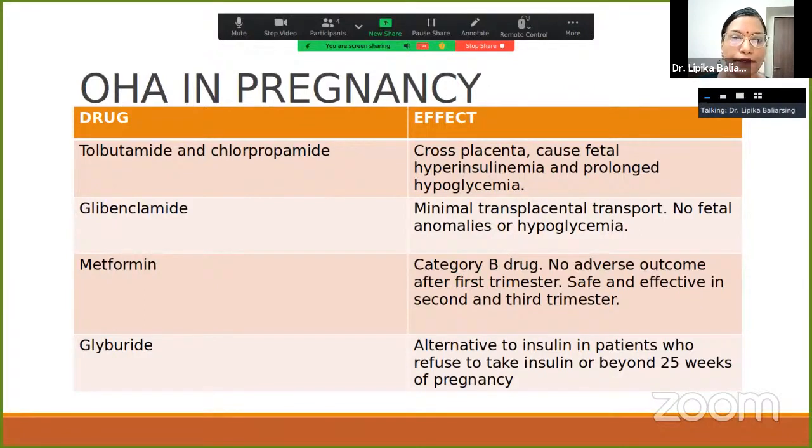Sulfonylureas like tolbutamide and chlorpropamide cross the placenta, cause fetal hyperinsulinemia and prolong the hypoglycemia, so they should not be used. Glibenclamide can be used to a certain extent because it doesn't cause any fetal anomalies or hypoglycemia, and it has minimal transplacental transport.